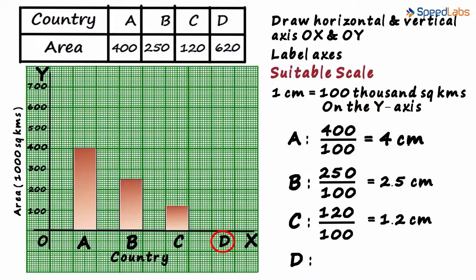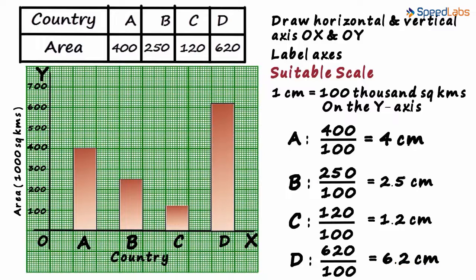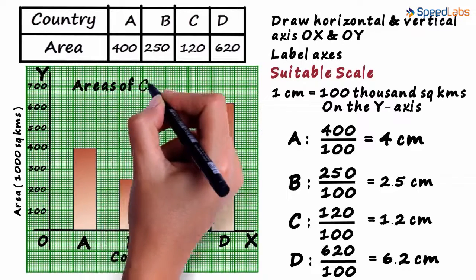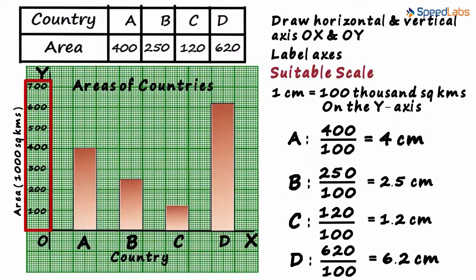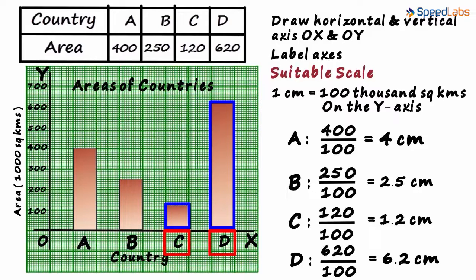For D, the length of the bar will be 620 by 100, which equals 6.2 centimeters. It will be this point, 6 centimeters and 2 millimeters. We draw the final bar for country D. We're almost done with the bar graph. After drawing all the bars, it is important to give the graph a title. An appropriate title for this graph would be areas of countries. If we compare the areas of these 4 countries, we can say that D is the country with the highest area and C is the country with the least area.